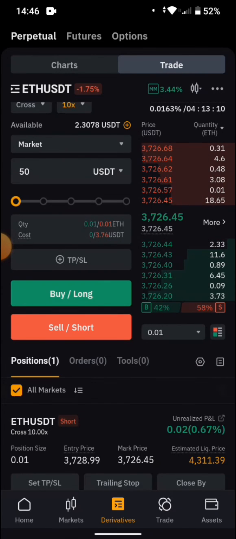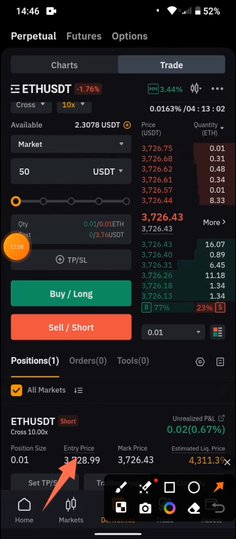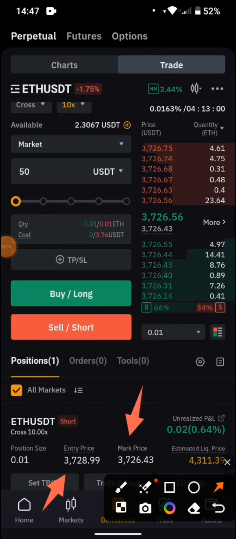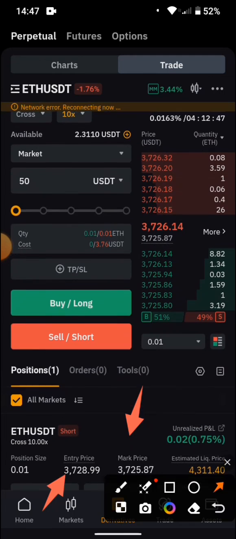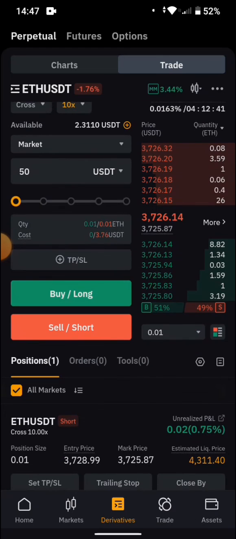We mentioned that the price of Ethereum is going to drop. We entered at 3,000. This is our entry price. Don't forget this. This is our entry price. And now this is the current market price. We entered at 3,728.99, but now the market is 3,725. We are saying it's going to drop. As long as it drops, you make money. But if it goes up, you are losing money. When you say short, you are selling. You are saying the market is going to go down. When you are longing, you are saying the market is going to go up.